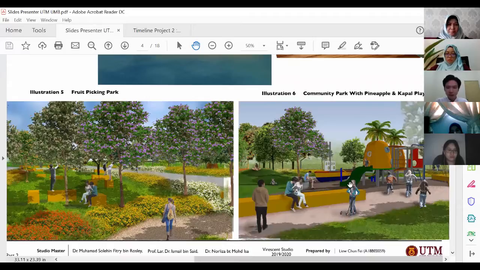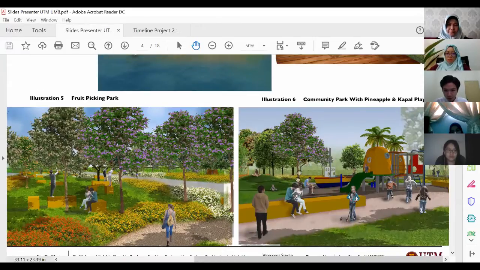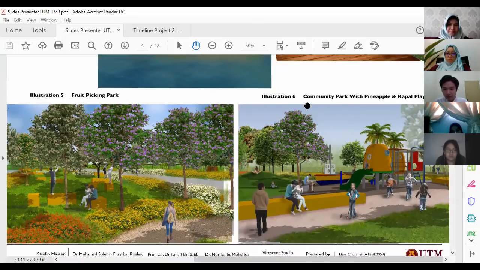So illustration 6 is the community park with an identity playground, a pineapple and kapau playground that represents the identity of Pontian. The kapau is the fishing boat of the fishermen, and there is the pineapple playground as well.